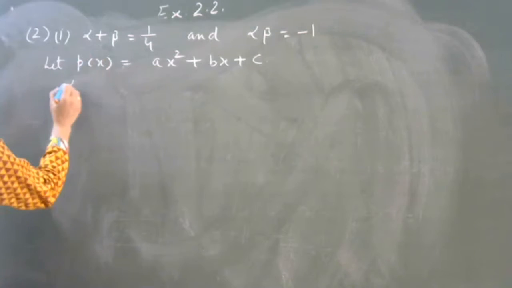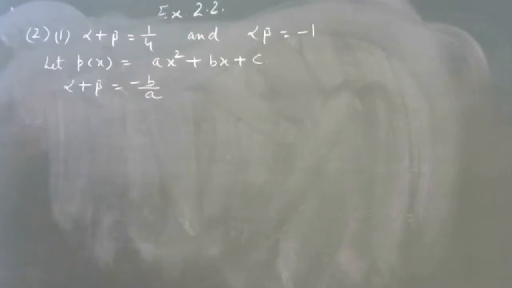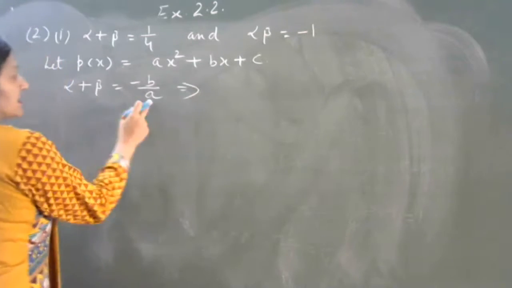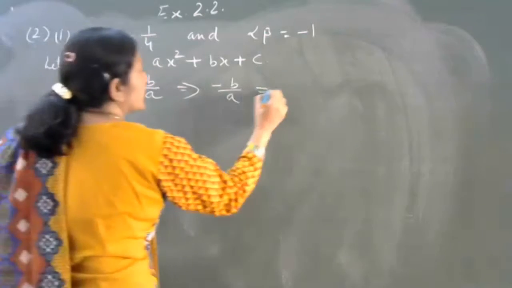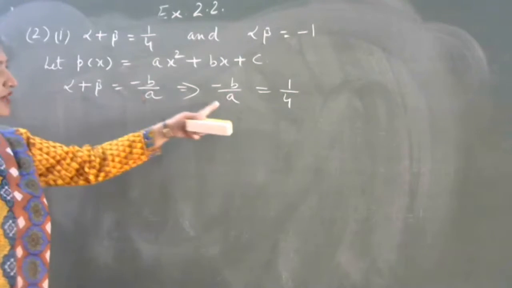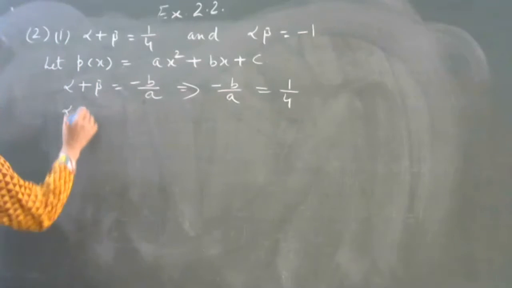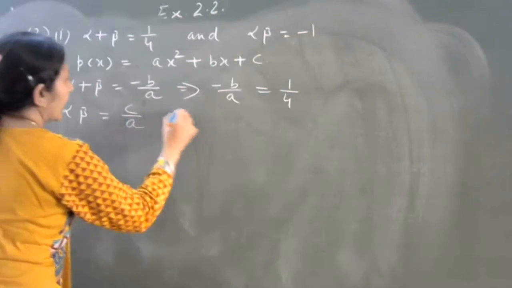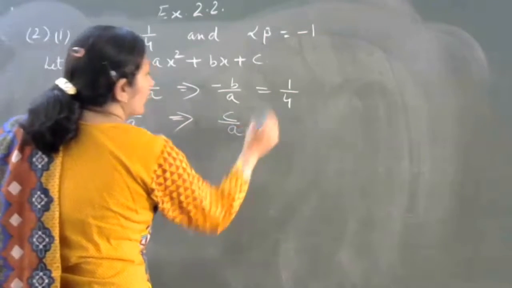So here these are the sum and product of zeros. Alpha plus beta is minus b over a. Value of alpha plus beta is 1 by 4. Clear? Minus b over a is 1 by 4. And then product of zeros alpha beta is equal to c over a, so c over a is equal to -1.